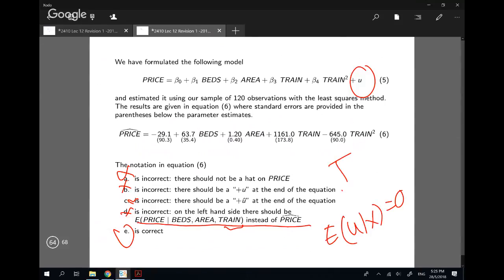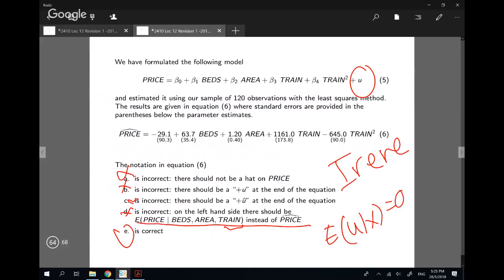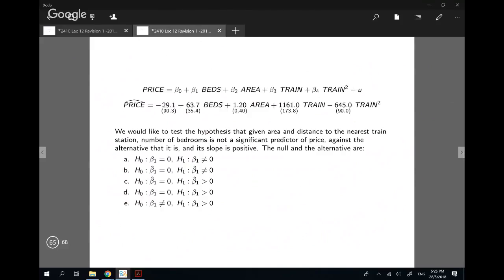Okay. The last few questions here. Test the hypothesis: given the area, the distance to the nearest institution, and the number of bedrooms, against the distance being positive. The null and alternative are... Let's talk about the number of bedrooms. So this is easy.